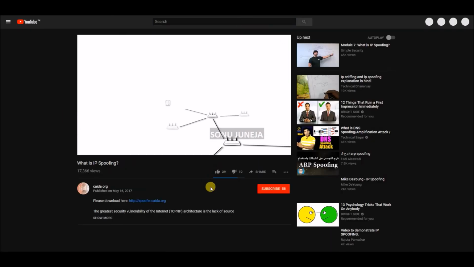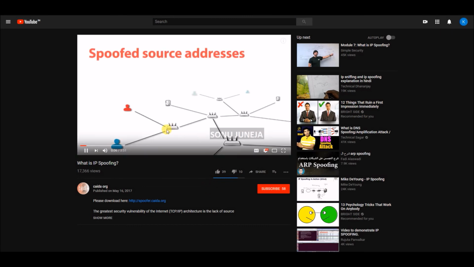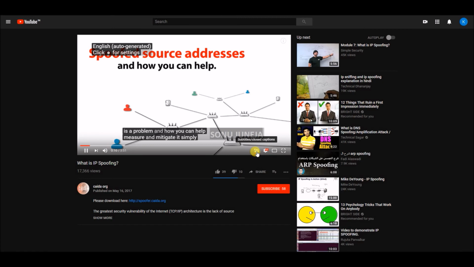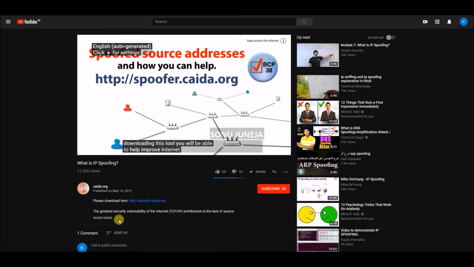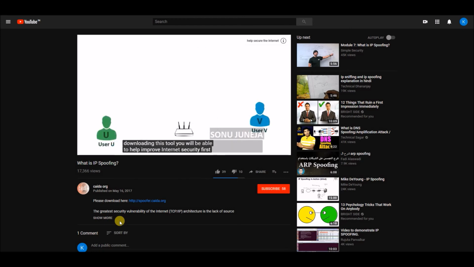Today we're going to talk about a fundamental vulnerability of the internet, spoofed source addresses, why it is a problem, and how you can help measure and mitigate it. Simply by downloading this tool, you will be able to help improve internet security. First, a little background about how data moves across the So there internet.